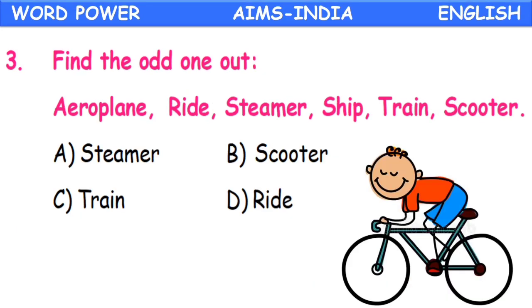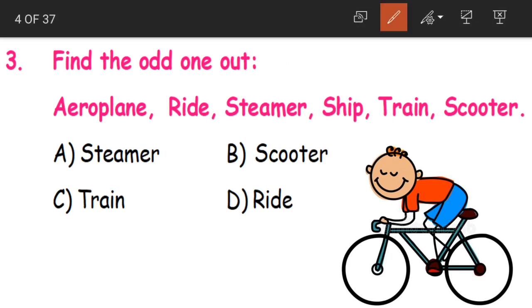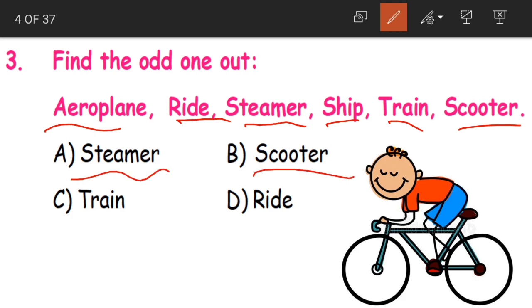Now the third one, find the odd one out again. Here you have got aeroplane, ride, steamer, ship, train and scooter. Options given: steamer, scooter, train and ride. Which is different from the others? If you see, steamer, scooter, train, these three are different types of means of transport.